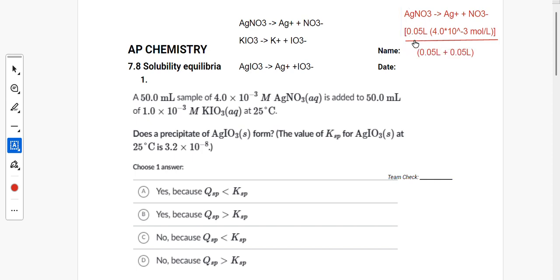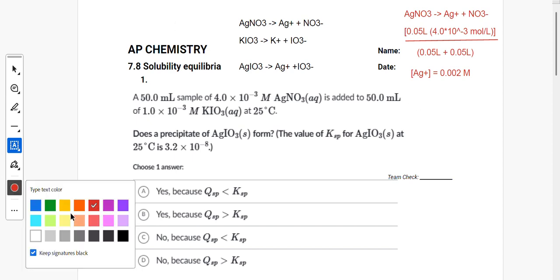0.05 liters is what we start with of our sample, and then we multiply by our molarity, and that gives us moles, and then we divide by the total amount of liters, and all of this right here is going to give us our Ag concentration, which is, in this case, 0.002 molarity. Perfect.